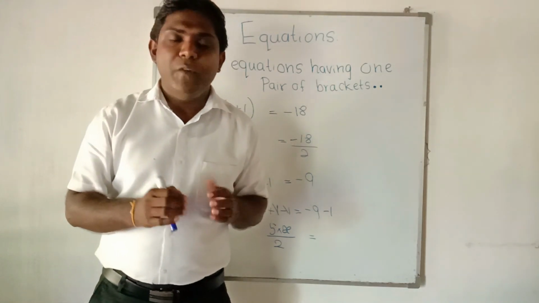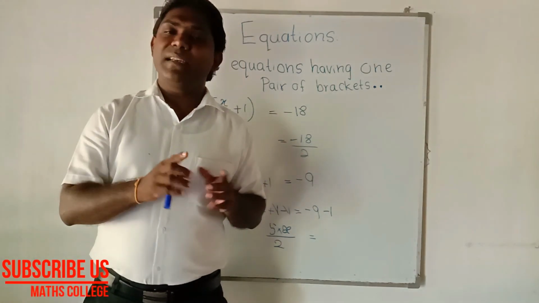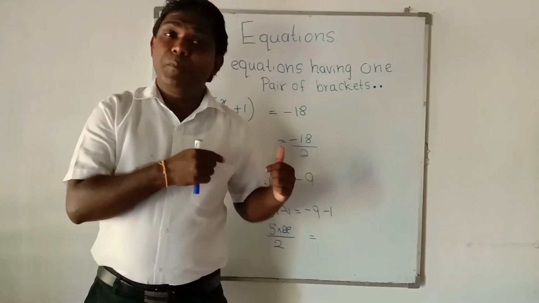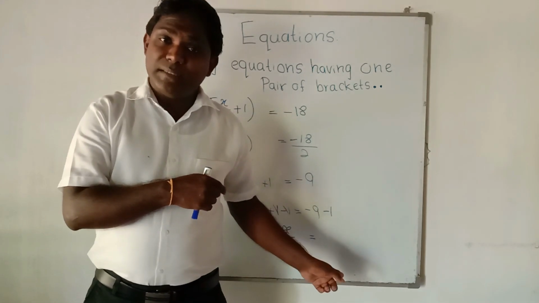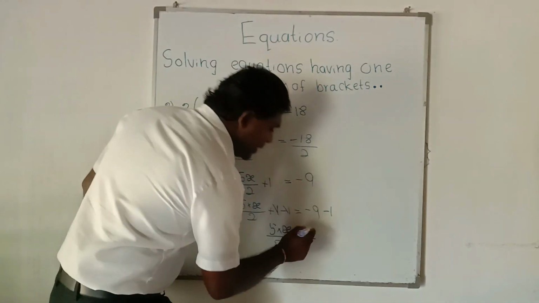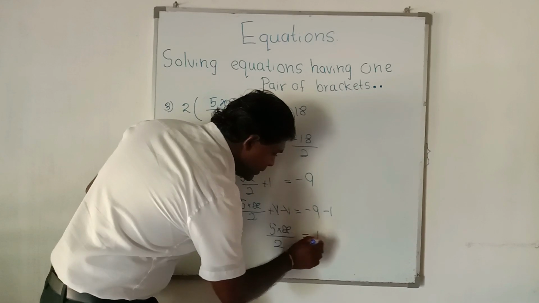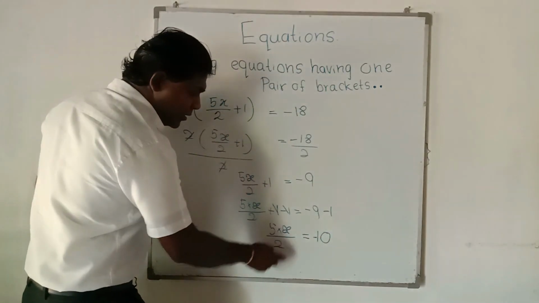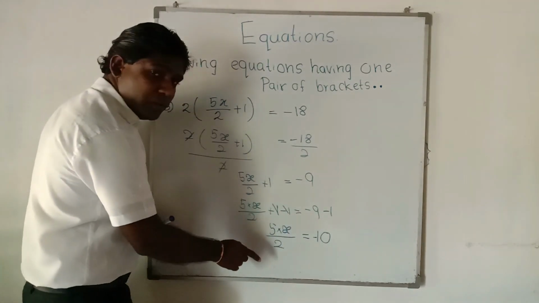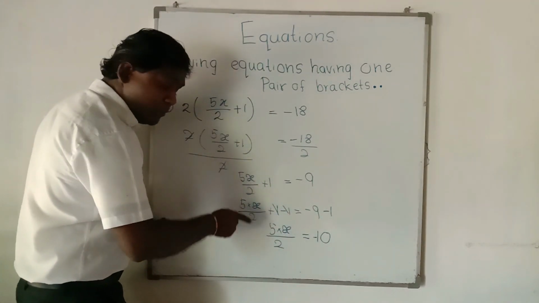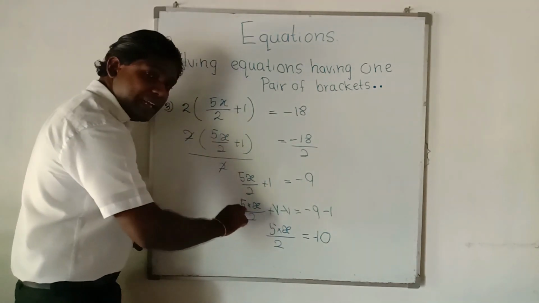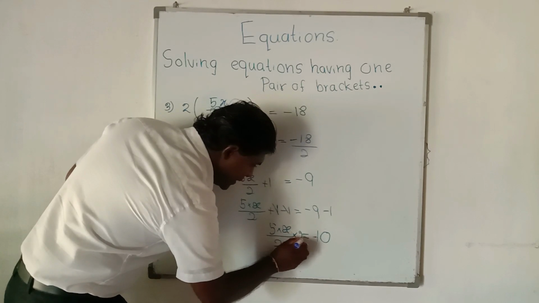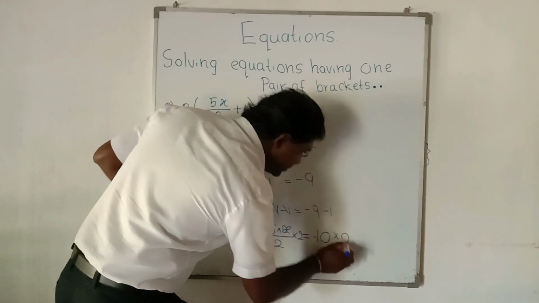Minus 10. When we have the same sign, we can add and put the same sign. Minus 10. Now we can remove this 2 of 5. I am going to remove this 2. The 2 is a division, so we apply multiply to both sides.